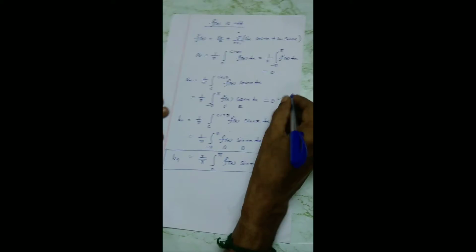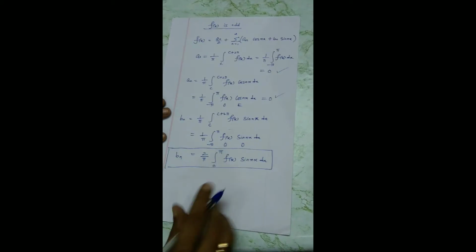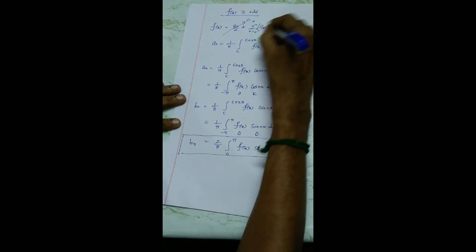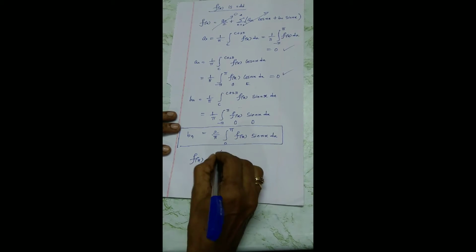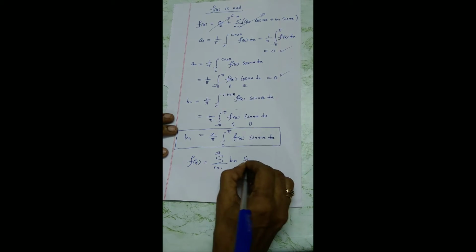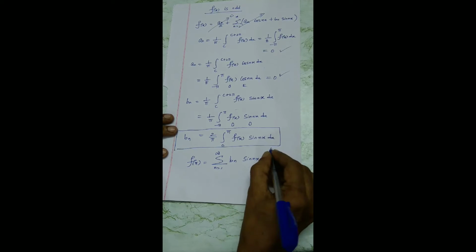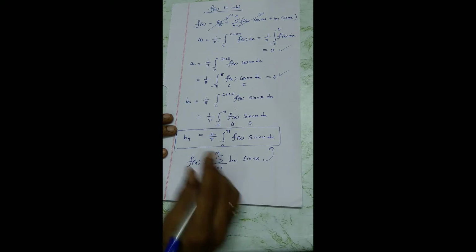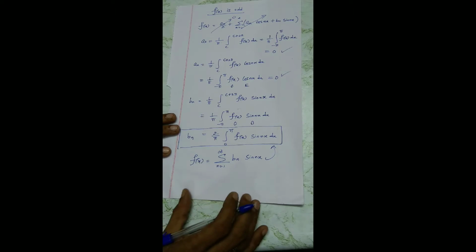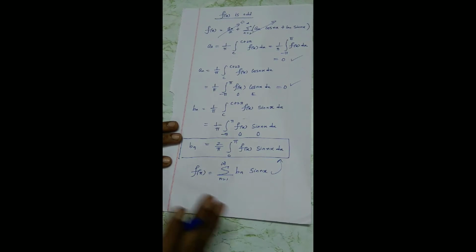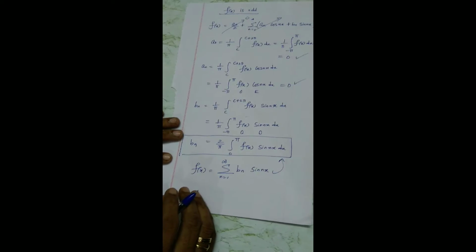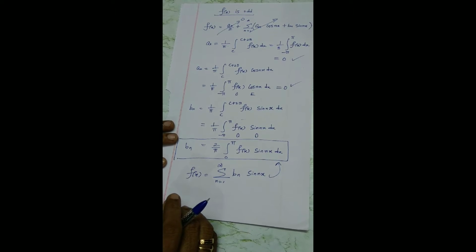So what happened? An and a naught are completely 0. These two are completely 0. You will get only this term. Therefore f of x equals sigma n equal to 1 to infinity Bn sin nx, where Bn is this. So if it is an odd function, our job is very simple, only a single integral. That's a major advantage. This property is going to be repeated in the boundary value problem.